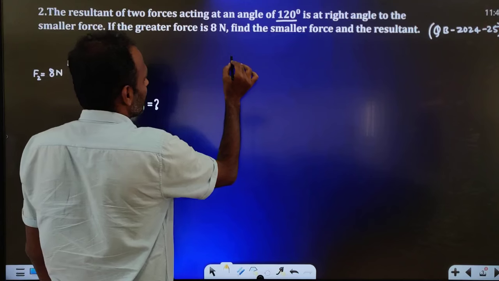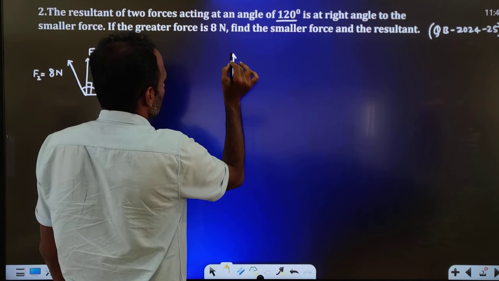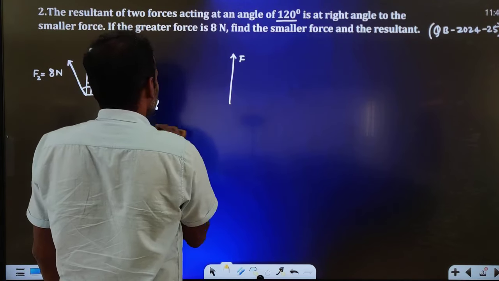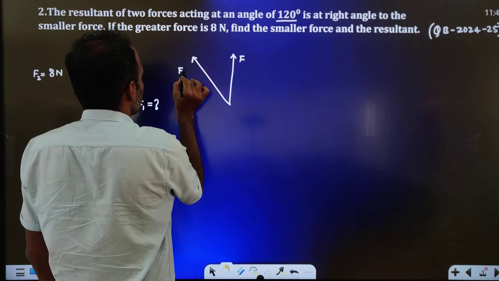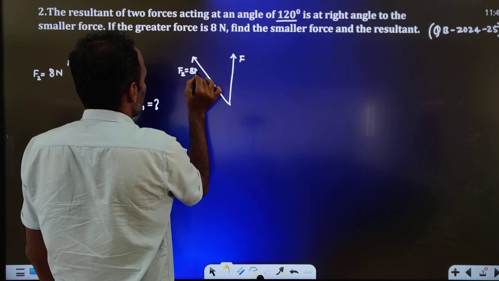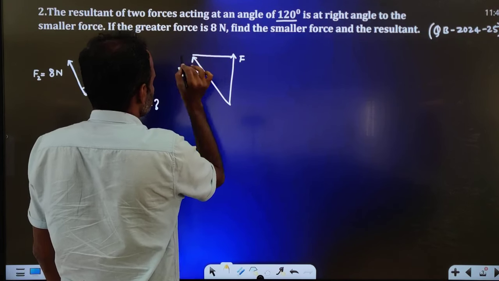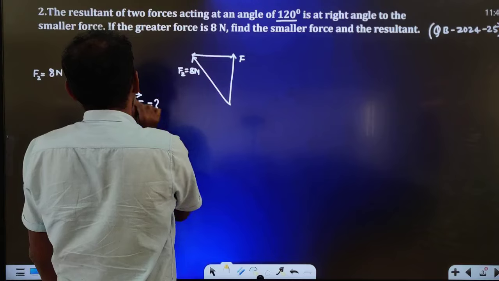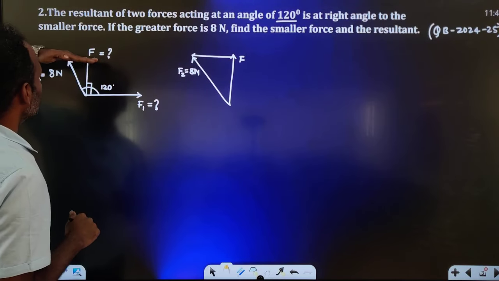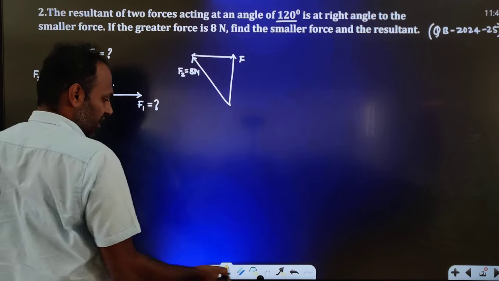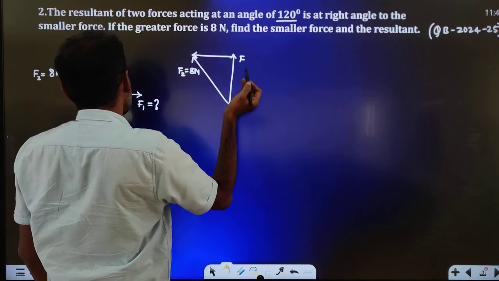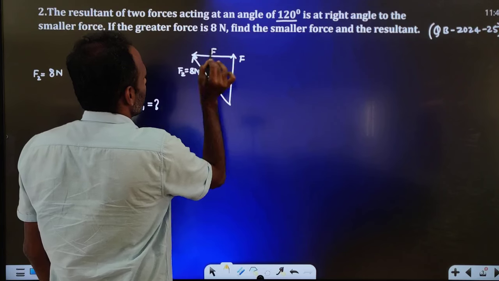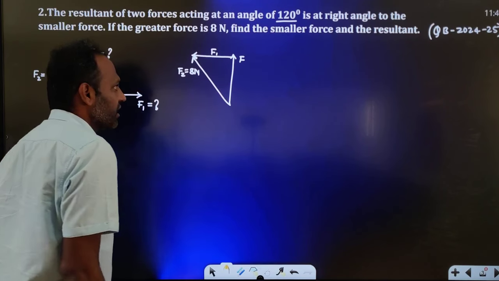Okay, I will take the triangle here. This is the resultant force F, and this is F2, the greater force, of 8 Newton. Let me take F1 here, since F1 is here. Either you take it like this or you take it in the opposite direction, no issue. Let this be F1.